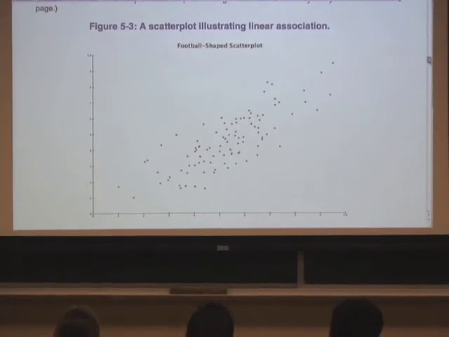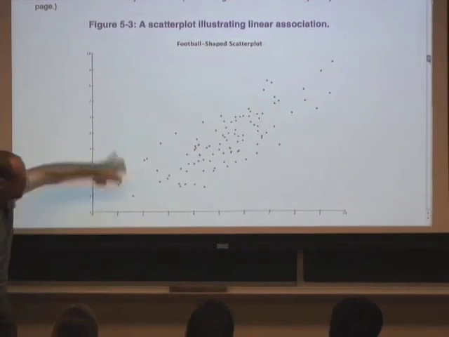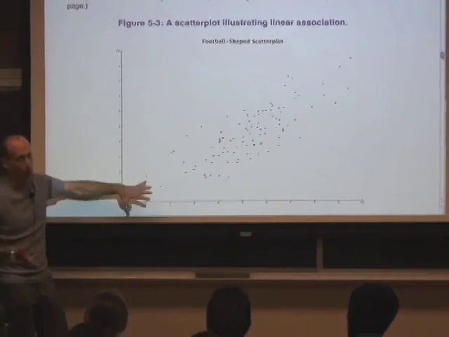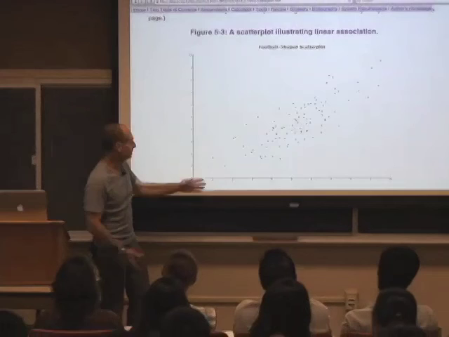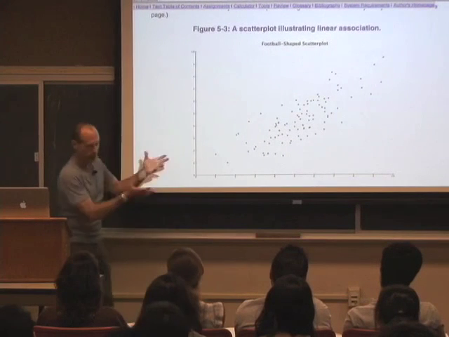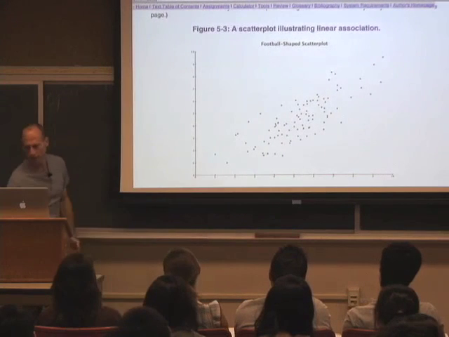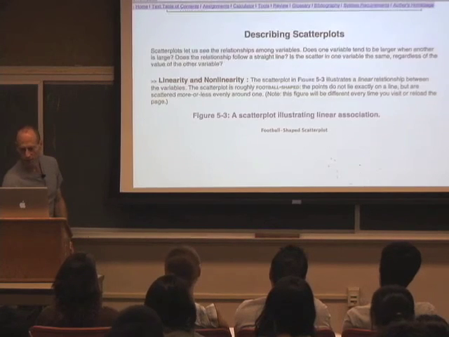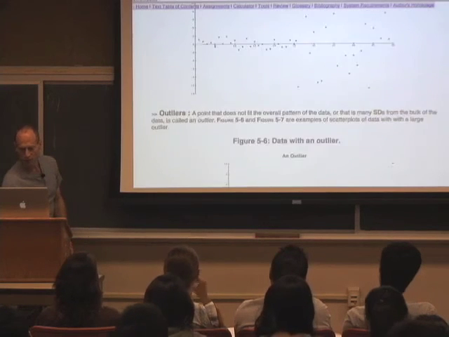Okay. So there's only 1 point in this slice. It has no scatter because 1 point doesn't have any scatter. But on average, it's about the same amount everywhere. That's what you expect in a football-shaped scatter plot. This figure is very different.